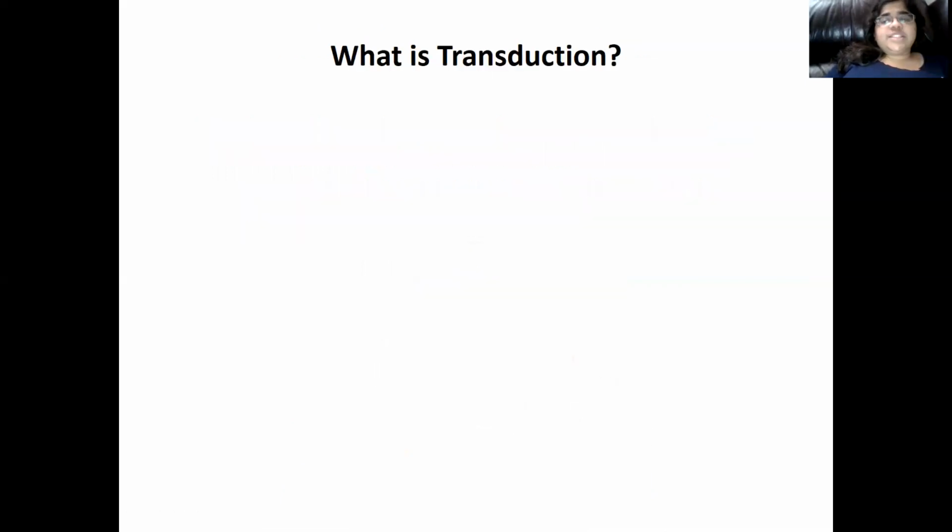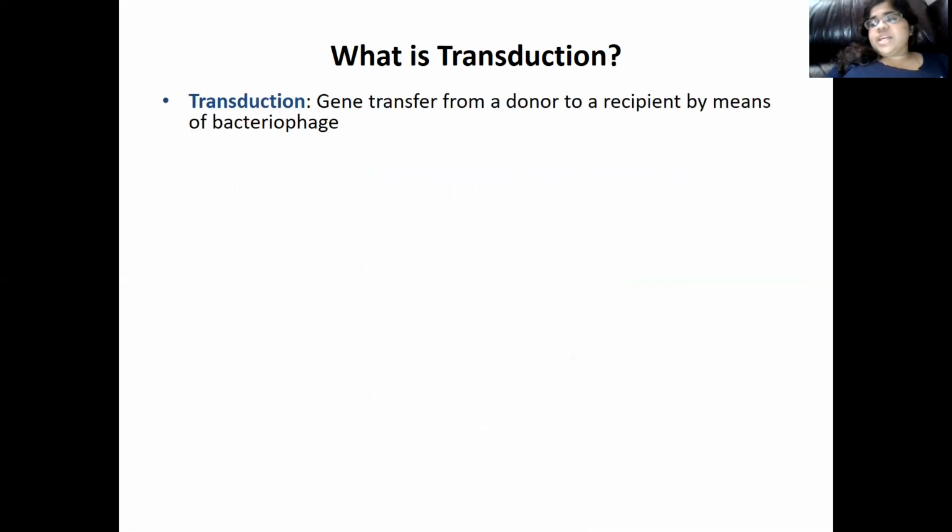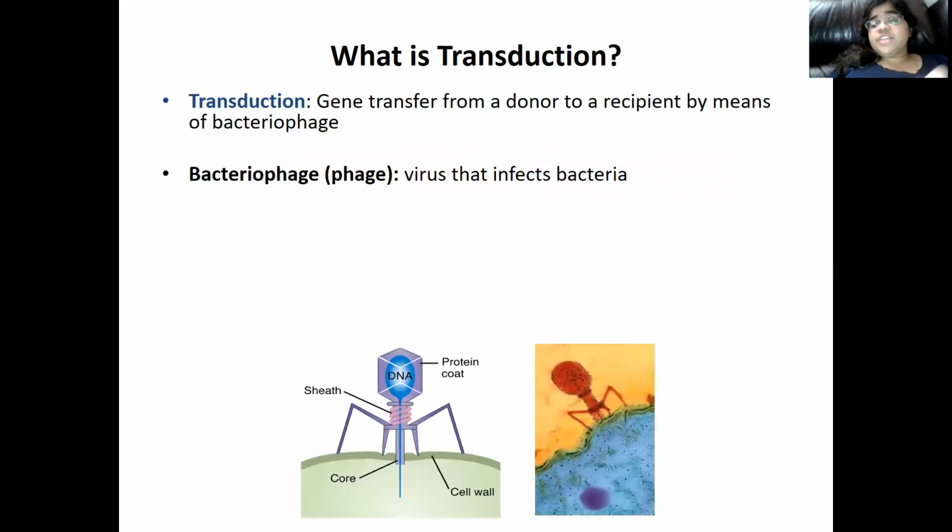Now we go into transduction. Transduction is when gene transfer occurs from a donor to a recipient by the means of a bacteriophage. Now you might be thinking, what is a bacteriophage? So bacteriophage is a virus that infects bacteria. So phage is a virus, bacterio is just a fancy way to say bacteria. And in this case, bacteriophage is essentially a virus that infects bacteria.